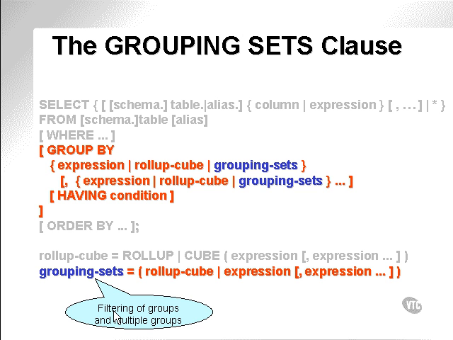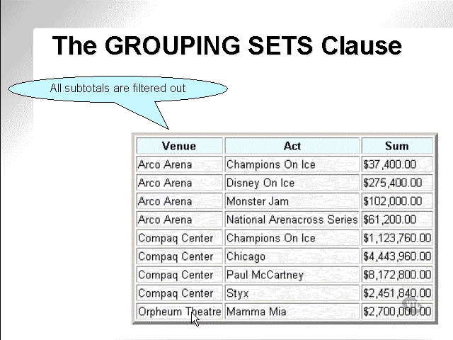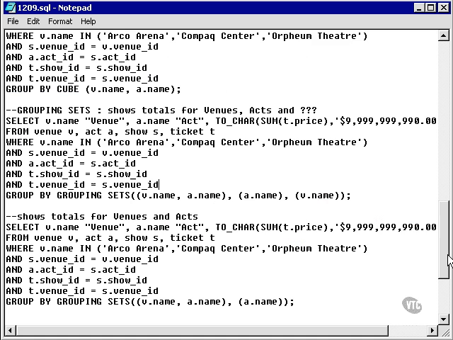Now let's take a look at the GROUPING SETS clause. Here it says that GROUPING SETS is used to filter groups and multiple groups. What does this mean? Again, we'll demonstrate by example. Take a look at this picture. In this picture, I've actually gone ahead and used the GROUPING SETS clause to quite simply filter all the subtotals and totals out. How would we get to this result using GROUPING SETS on a GROUP BY?